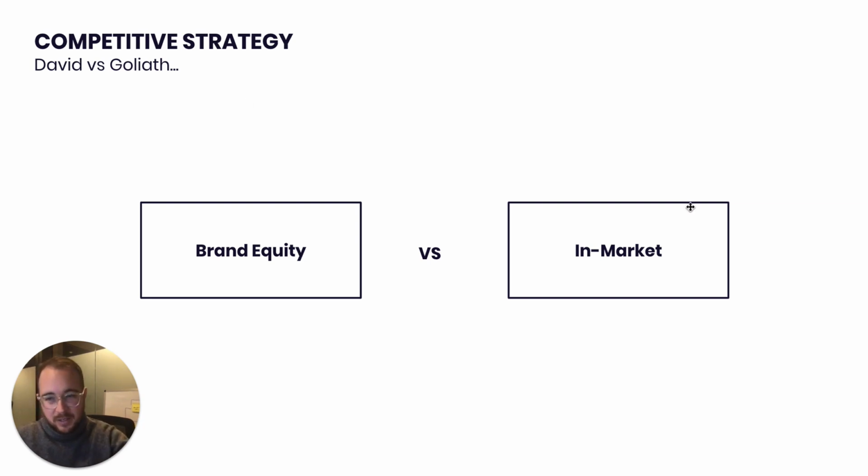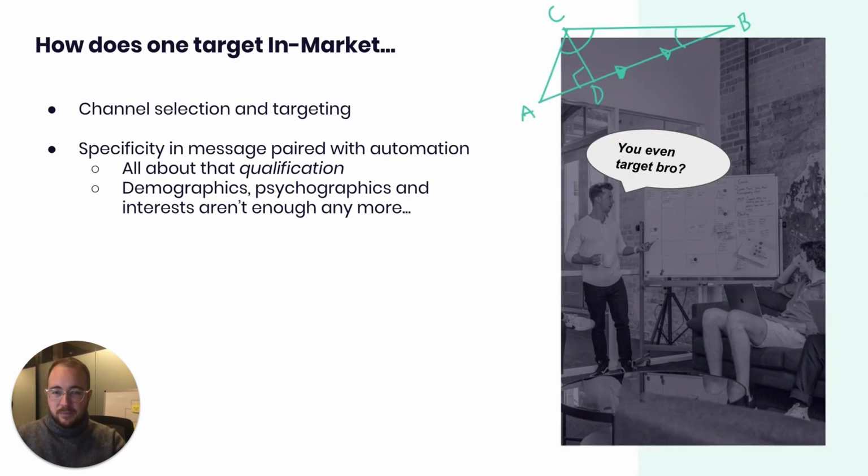The other alternative on this side of the fence is in market. This means getting in front of people specifically that are interested or actively seeking to buy your product. How do you do that? Good question. So how does one target in market?